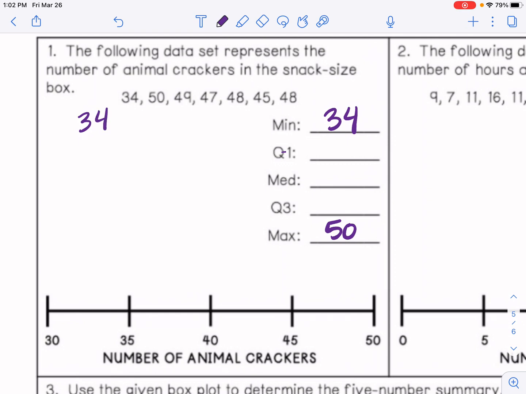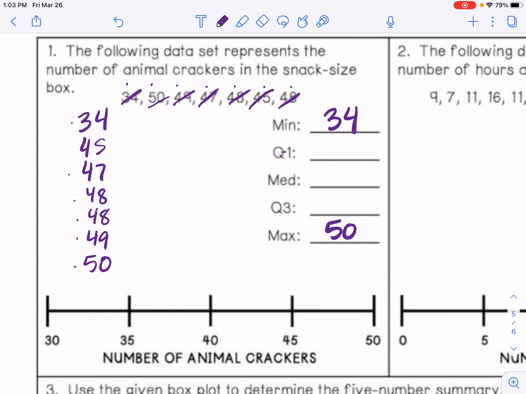Okay, so 34. I see some stuff that starts with a 40. I'm going to start with 45 because it's the lowest. Then I have 1 47, then 2 48s. I have a 49, and then I have a 50, and I already knew that was my biggest one. Then I like to double check. I like to count my numbers. I have 1, 2, 3, 4, 5, 6, 7. Up here I have 1, 2, 3, 4, 5, 6, 7. Yay, that means I didn't forget any.